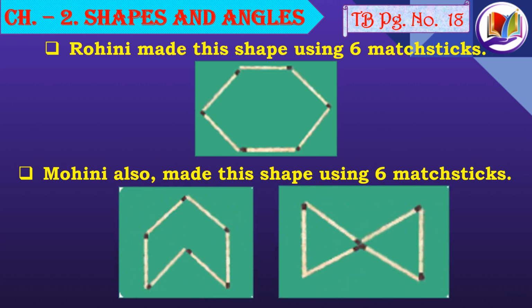Wow, here the shapes formed by Mohini are totally different. But we count the number of matchsticks. The number of matchsticks are exactly 6, isn't it? So that means we can use the same number of matchsticks to form different shapes. So let's go ahead and see some more.